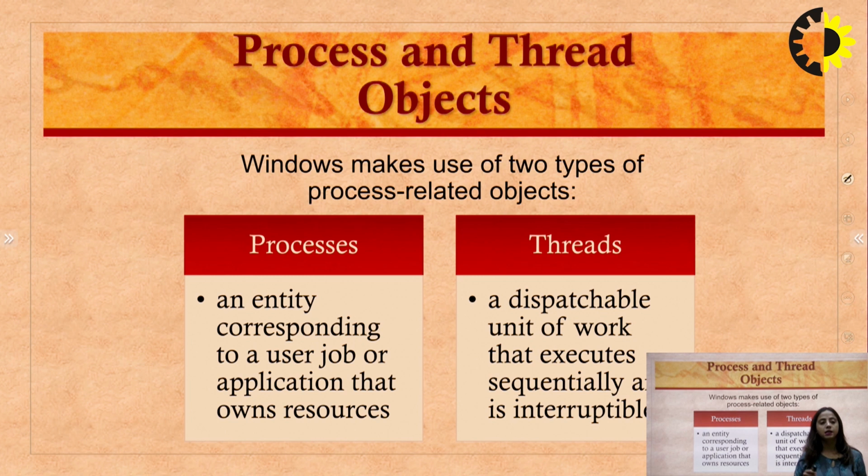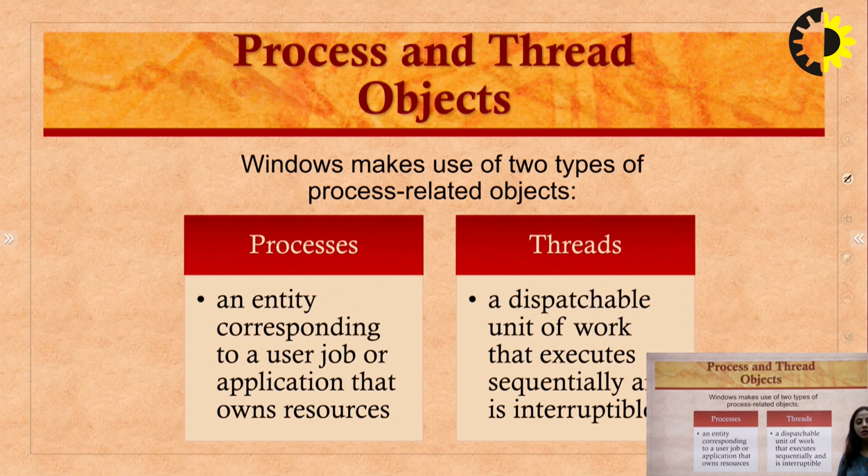Now, process and thread objects. Windows makes use of two types of process related objects, processes and threads. The first one is process. What happens in a process? An entity corresponding to a user, job or application that owns resources. Windows makes use of these two types of process related objects.